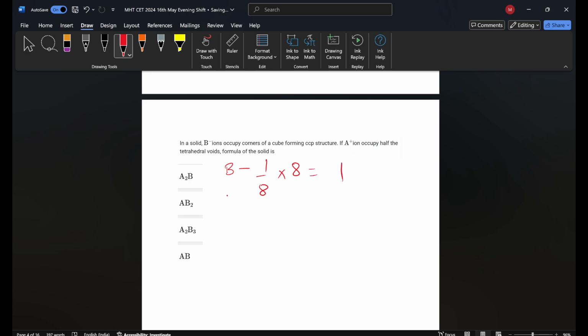A occupies half of the tetrahedral voids. So how many tetrahedral voids are there? 2, right? The number of tetrahedral voids is always 2 per atom. In CCP it is 2 into 1, so it is 2, and A is occupying half of them. So 2 into 1 by 2, that is 1. So A and B both are 1 and 1, so the answer should be AB, and this is how you solve.